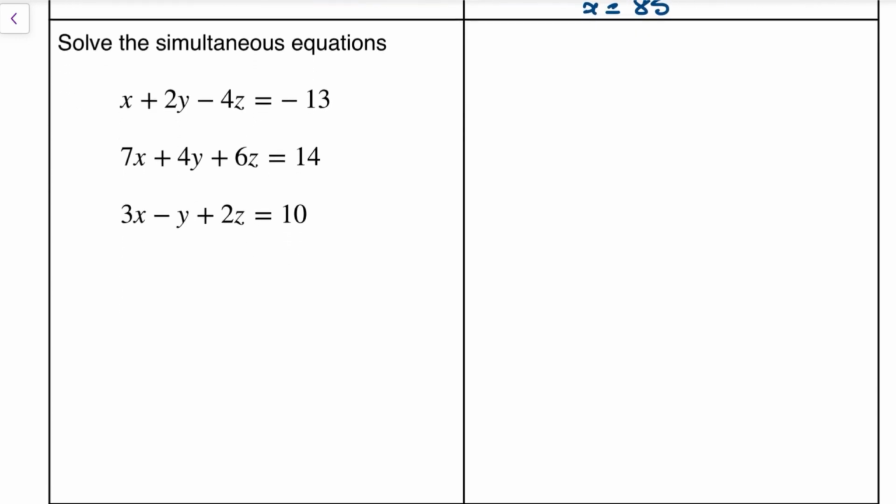Next question. Oh, we have another simultaneous equation. We had one of these a couple of days ago, didn't we? Now, a couple of days ago, I missed the fact that there was a ratio between the x and the z, which meant I could have got to one of them quicker. So have a quick look at what I've got.